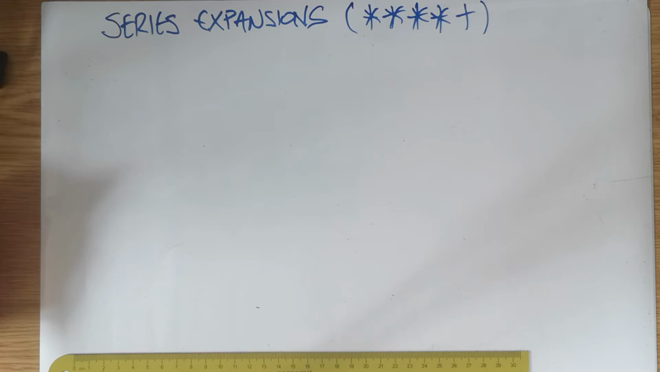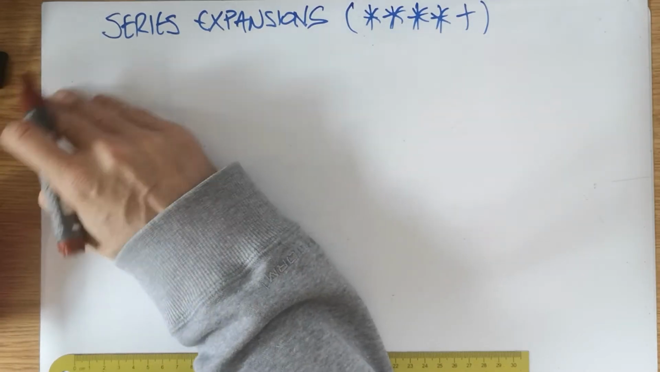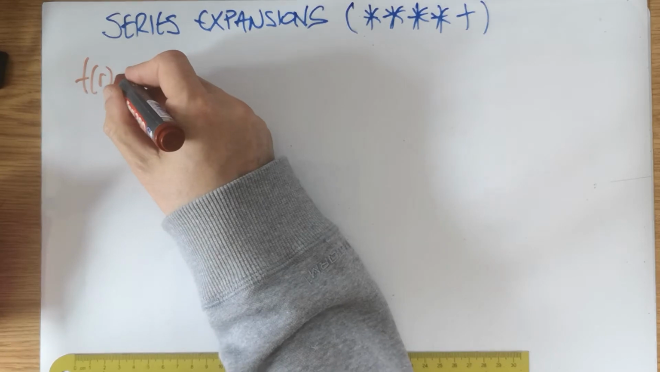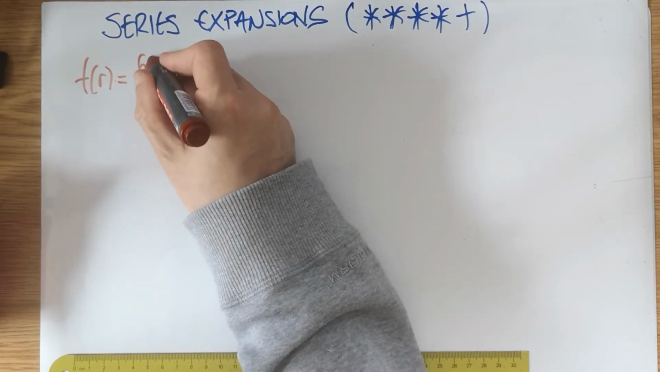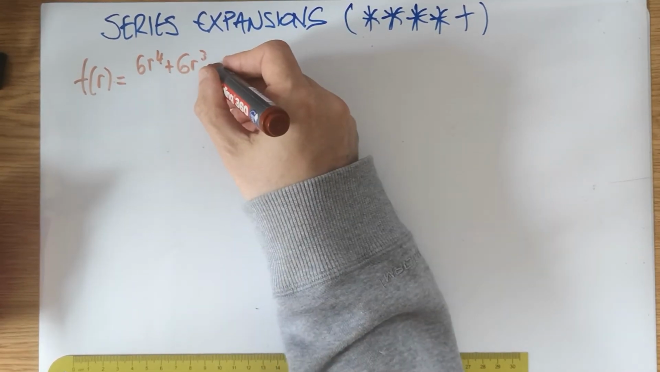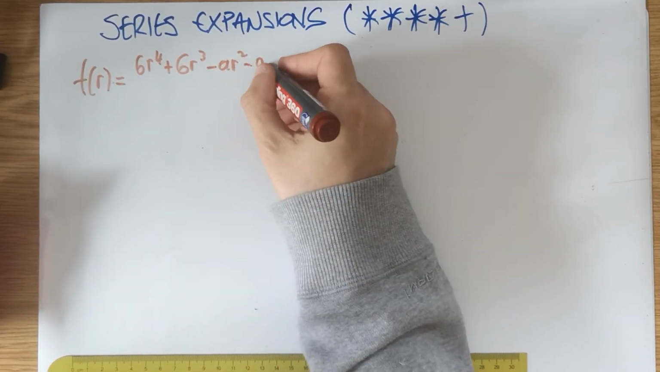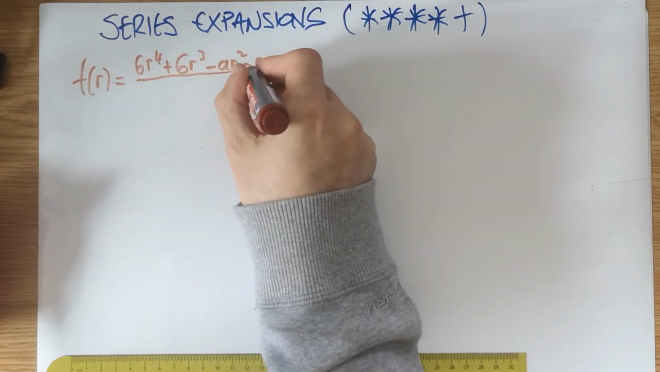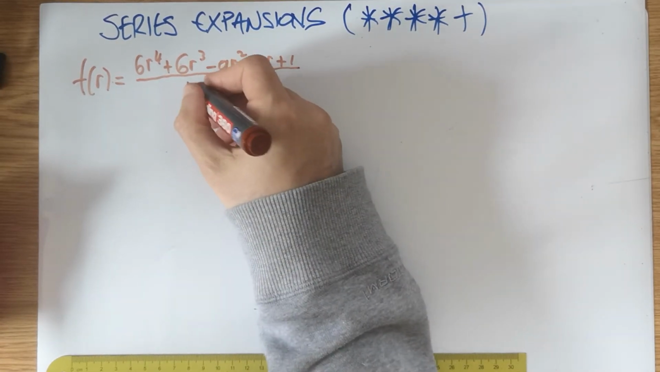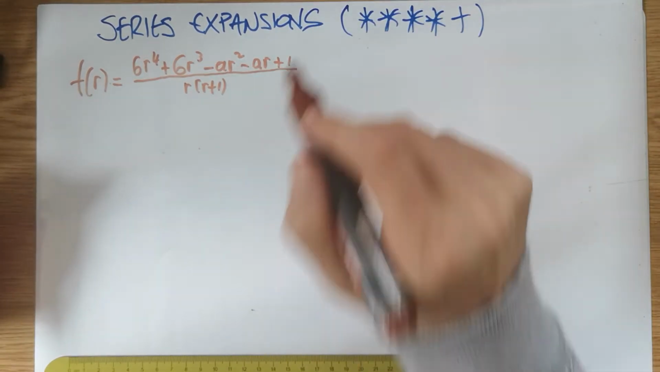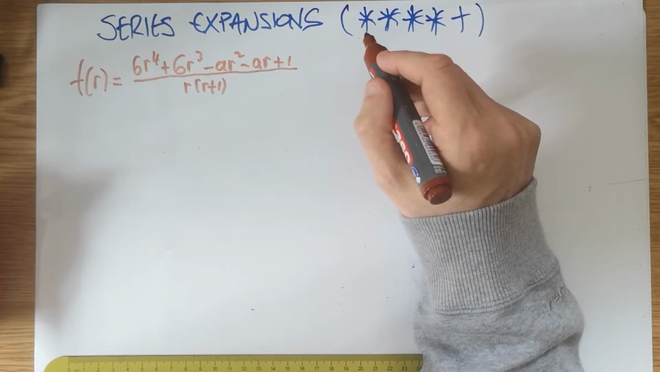So this particular question on series says the following. I'll try to abbreviate it because, of course, I'm going to need quite a bit of space for this particular question. It says a function f of r is defined as 6r to the 4 plus 6r cubed minus ar squared minus ar plus 1, the whole thing over r plus 1. And later on, where a is some non-zero constant, and so on.